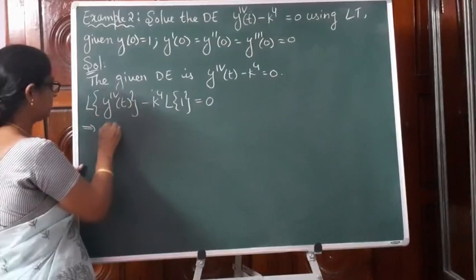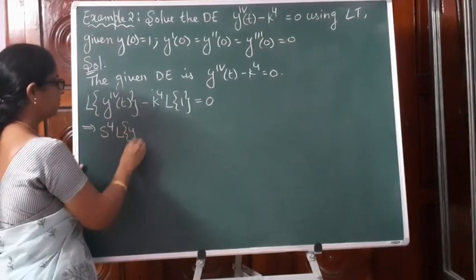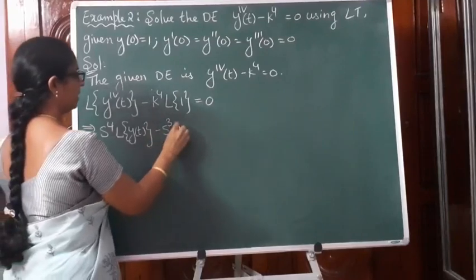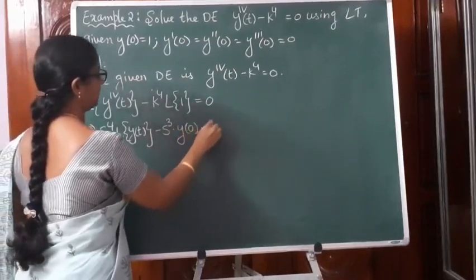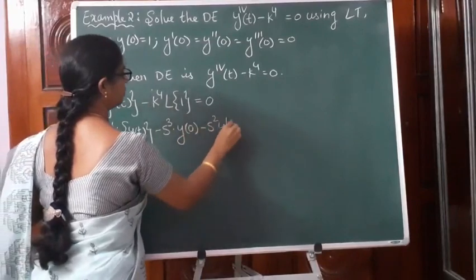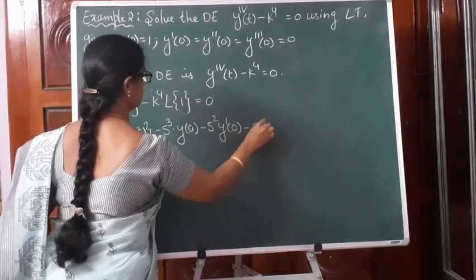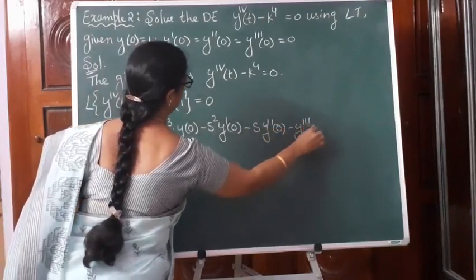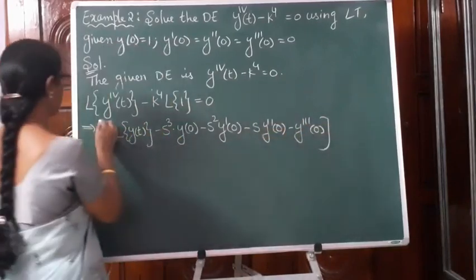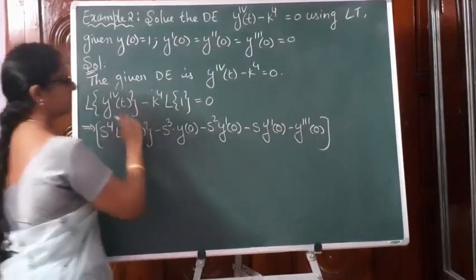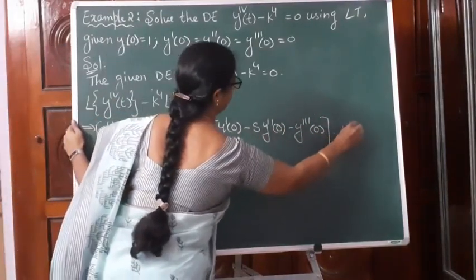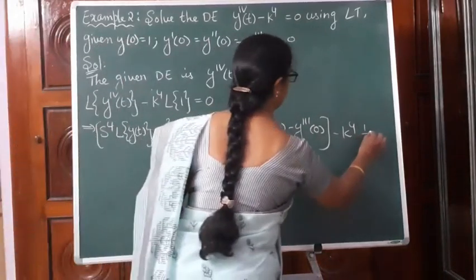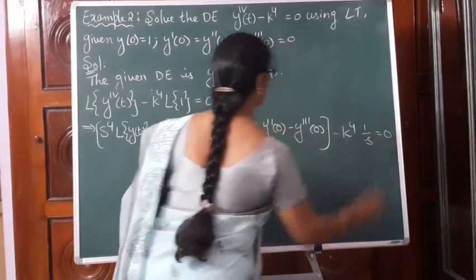It is s⁴ into L of y(t) minus s³ into y(0) minus s² into y'(0) minus s into y''(0) minus y'''(0). This is L of y⁗(t) minus k⁴ into L of 1. What is L of 1? It is 1 by s. So this is equal to 0.